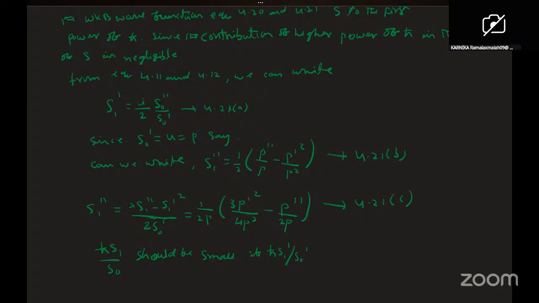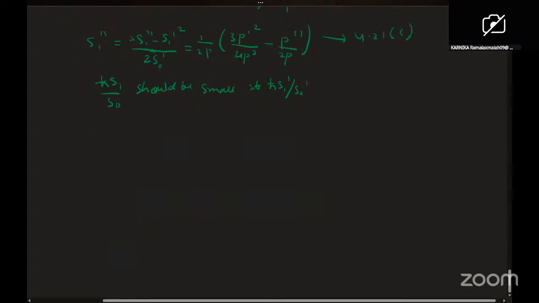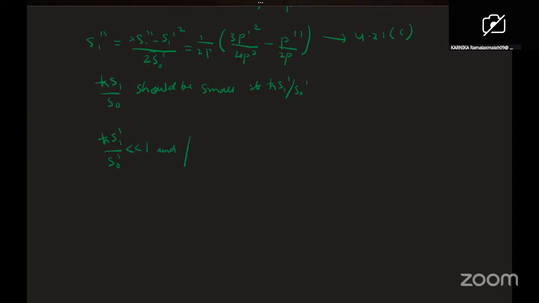If we avoid the classical turning point at which p is zero, that is, modulus of h dot S1 dash by S naught dash is much less than 1, and modulus of h dot square S2 dash by S naught dash is much less than 1. This is 4.21 D.